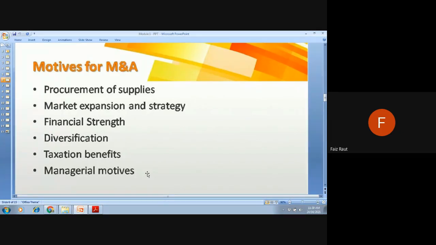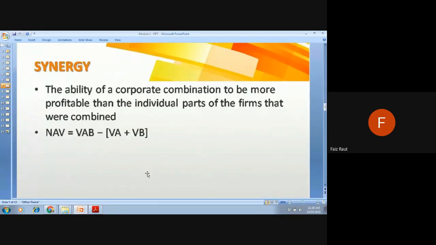Okay. So these were the motives of merger, and the synergy, I have explained it. Synergy is when the merger is happening, the combined output of the merger should be more than the individual output. That means the value of A plus the value of B should be less than the value of A and B combined.